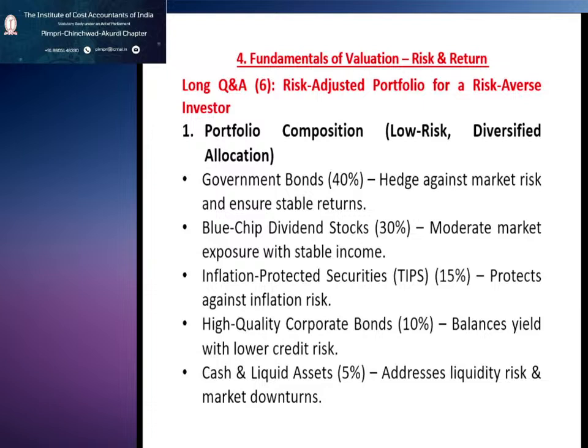So let's assume the investable surplus is 10 crores, and government bonds should be 4 crores, blue chip dividend stock should be around 3 crores, inflation protected securities, that is TIPS, should be around 15%, that is 1.5 crores, high quality corporate bonds should be around 1 crore, and cash and liquid assets should be around 50 lakhs. So all this adds up to around 10 crores.